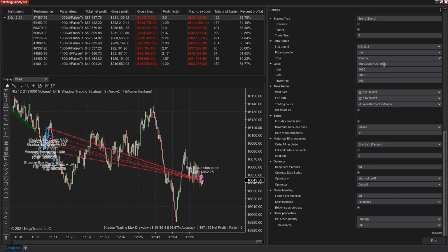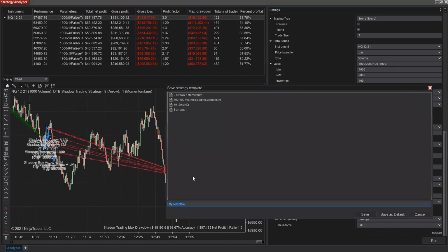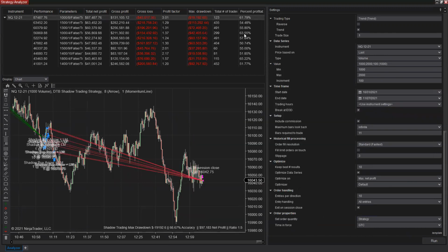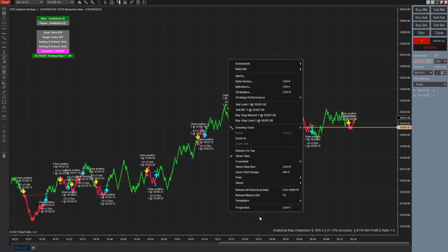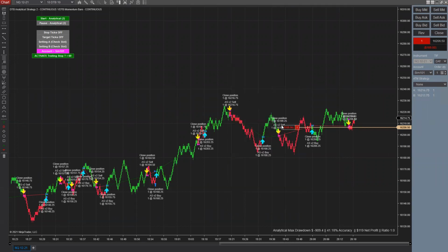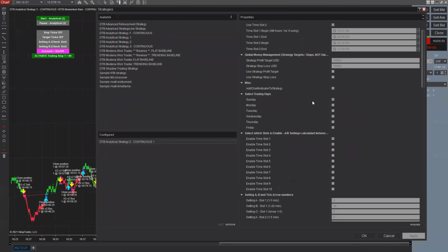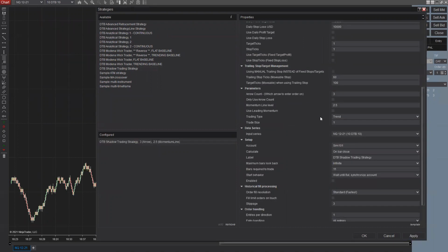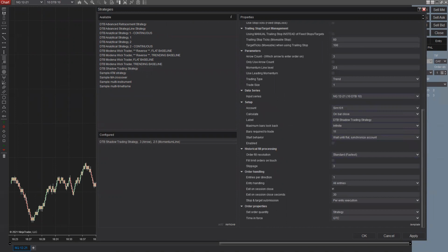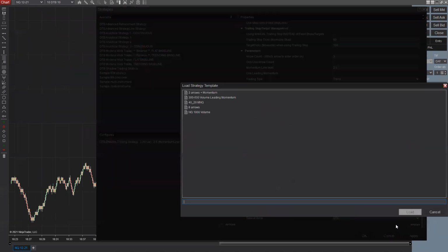Okay, so I'm going to go and save this now. I'm going to go template, and I'm going to go save. This is a 1,000 volume, and I'm just going to call this NQ 1000 volume. Okay, so now that I've saved that, I can actually bring up a chart over here. So I'm going to go to the strategies over here. And I'm going to remove this strategy. I'm going to add the shadow trading strategy. And I'm going to go to template, load. I'm going to load up the volume one.